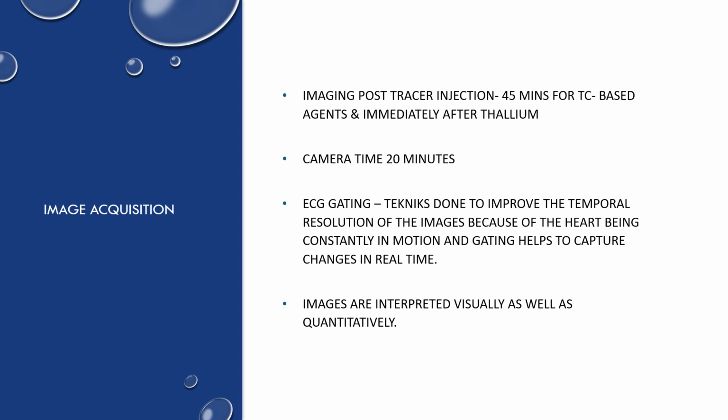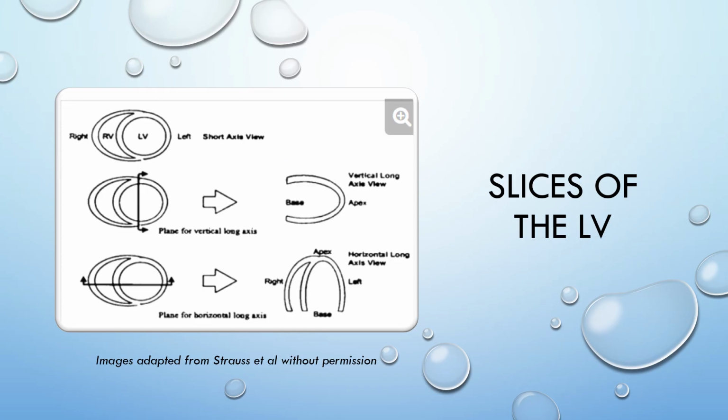And there's something called ECG gating that's done at the back end with the computers. These are techniques done to improve the temporal resolution of the images, because the heart is constantly in motion, and gating helps to improve and capture these changes in real time. Images are interpreted visually as well as quantitatively.